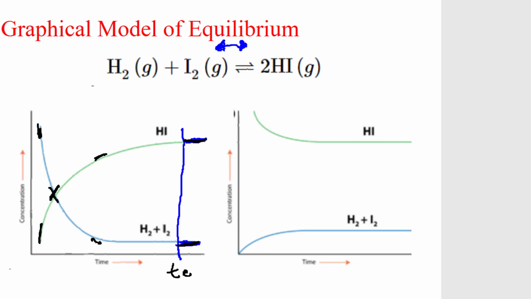Let's take a look at this next graph. When would we be at equilibrium in this next graph? Right around here or so. This is the time at which we're at equilibrium, because take a look: the concentrations stop changing. The rates of the forward reaction are equal to the rates of the reverse reaction. Now that's a graphical model.